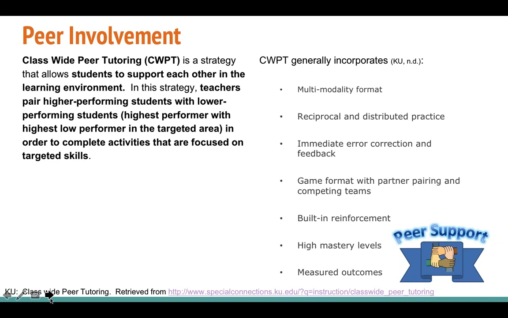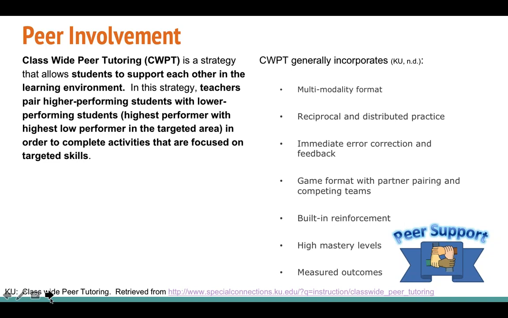So you kind of need to know where your students are. And when you do this, you pair your highest performer with your highest low performer in the targeted area. And the reason I say targeted area is because this can be used in math and reading and science and various subjects when you're learning new information, when you're verifying that students know things, that they can really work together.